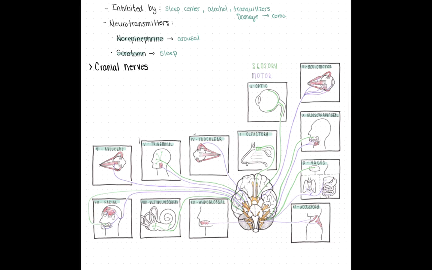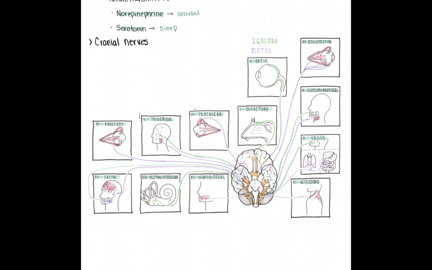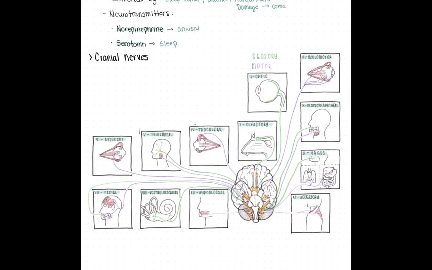So that's the trigeminal. Number 6 is the abducens. That is another motor muscle for the eye, so movement of the eye. There are 3 nerves that carry motor information for moving the eye: the oculomotor nerve, the trochlear nerve, and the abducens nerve.